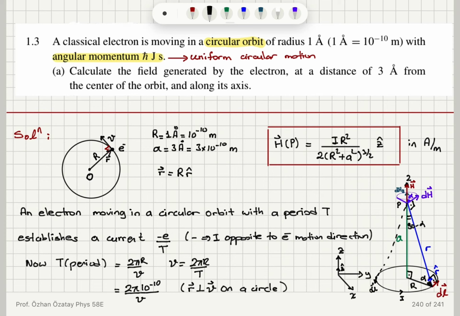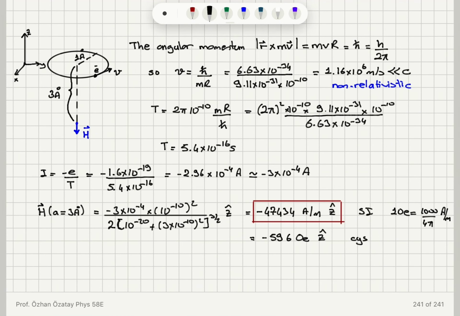Then I need to know what v is. The radial vector, the position vector, and the velocity vector are perpendicular to each other on a circle. So the cross product r cross mv is equal to mvr, which is equal to h bar. It's given as h bar in the problem, which is h over 2 pi. So I can calculate v from here to be 1.16 times 10 to the 6 meters per second, which is much less than the speed of light, which is 3 times 10 to the 8 meters per second. So it is a non-relativistic electron.